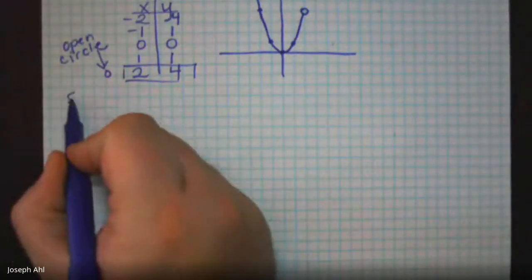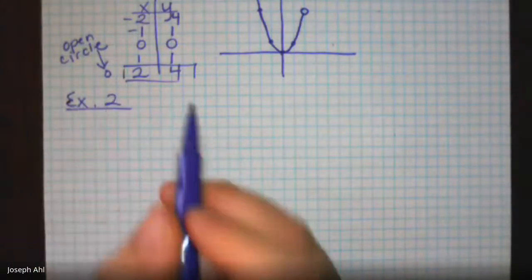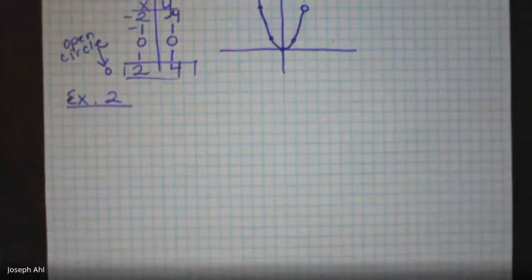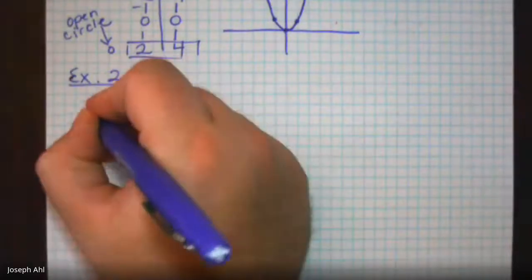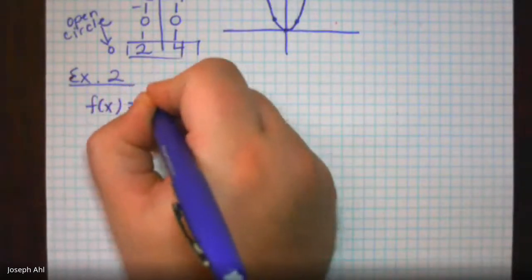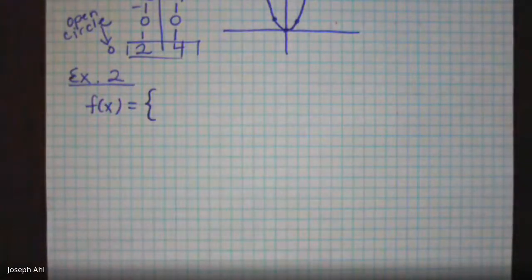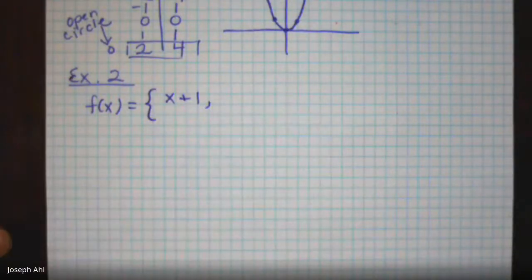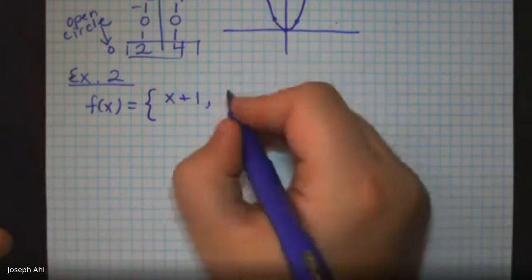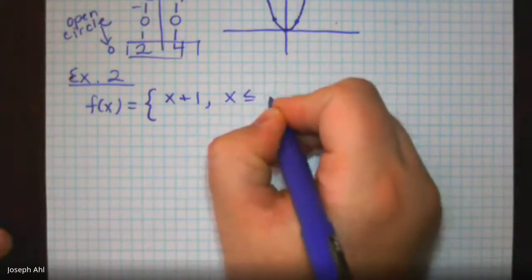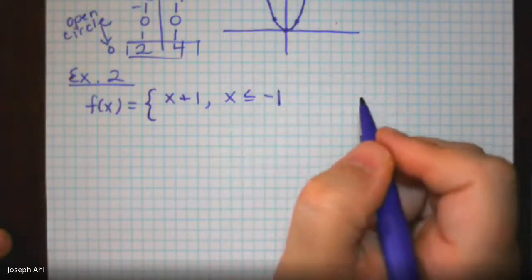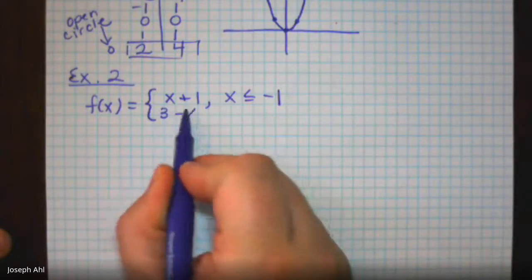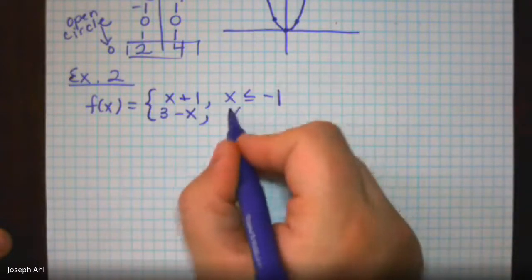So let's take a look at another example. Typically, when you see piecewise functions defined, you're going to see this little curly bracket to define them. This might even look familiar from Algebra 1, because I know you learned about piecewise functions in Algebra 1. So we've got the function x plus 1 when x is less than or equal to negative 1. And then we're going to graph 3 minus x when x is greater than negative 1.